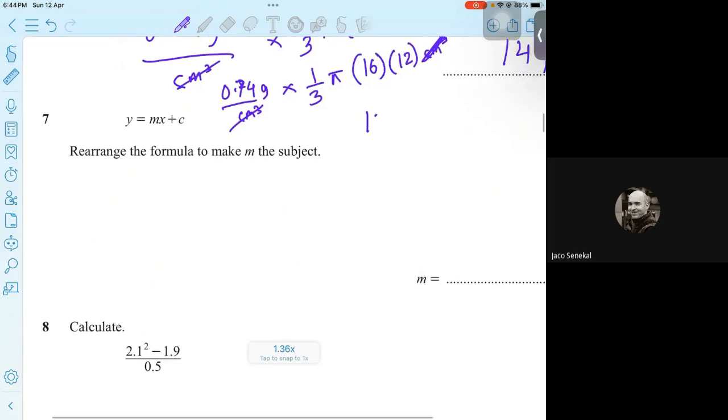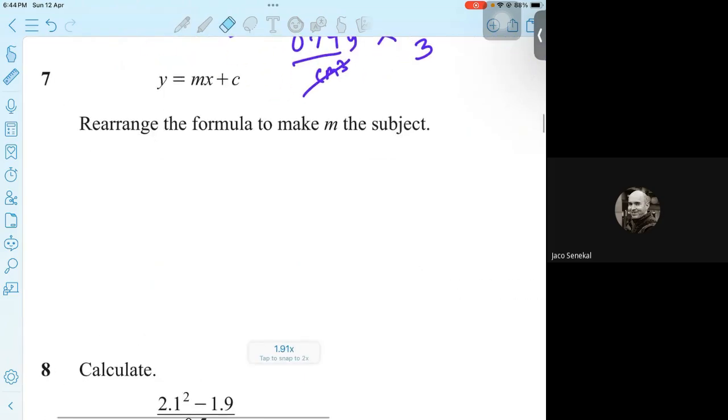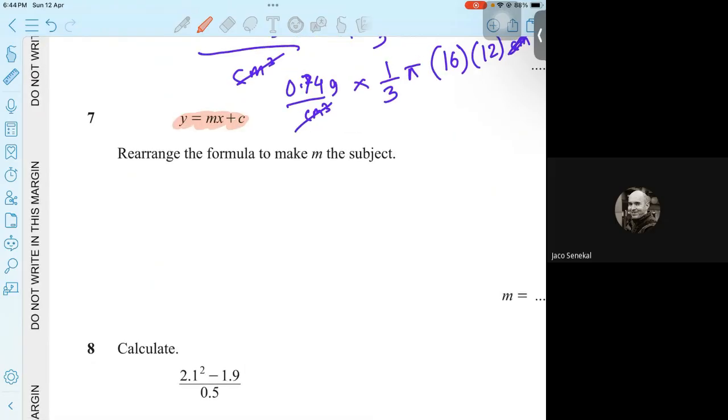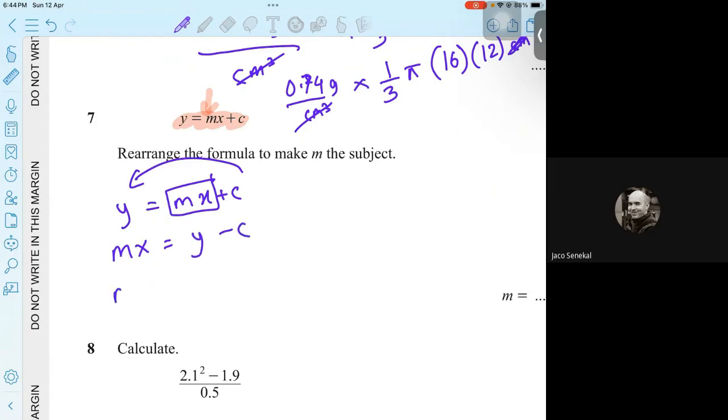The next question says, let's just erase this. The next question says that y equals mx plus c. For those of you who know this, it's basically the formula for the straight line equation. Rearrange the formula to make m the subject, okay? So they asked us to rearrange the formula to make m the subject. So how do you do this? y equals mx plus c. So let's keep this on one side and bring everything else to the other side. So mx equals y minus c. And then m equals y minus c over x.